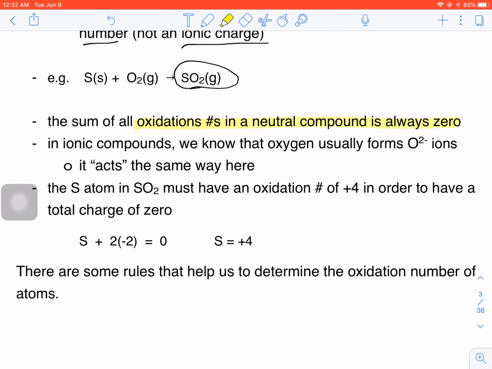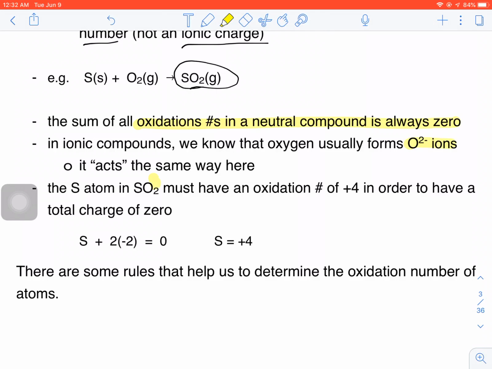Now, I know that in an ionic compound, oxygen, which is a 2- ion, because it's got 6 valence electrons, wants 2 electrons, so it will steal 2 from wherever it can find them, and it will form an oxide 2- ion. And that's what oxygen does. It's doing the same thing here. It's reacting with sulfur, and it's going to say to sulfur, I will share my 2 electrons with you if you'll share 2 back with me. Now what that does is the oxygens now are feeling like they have a -2 charge.